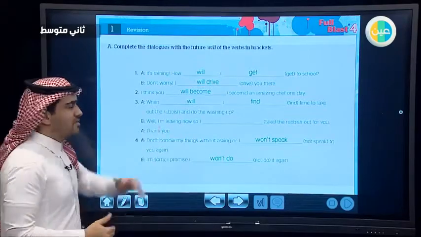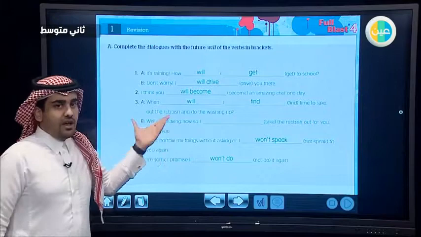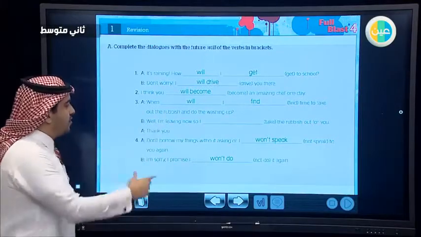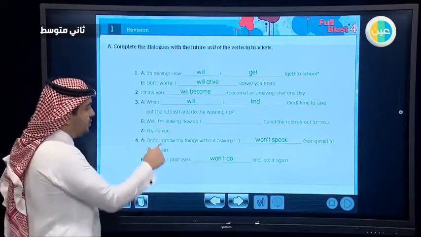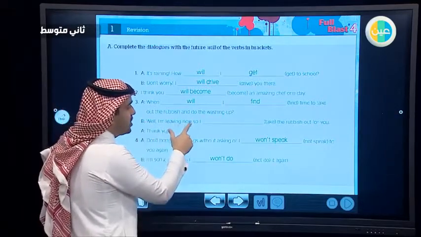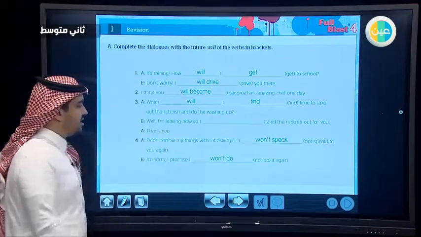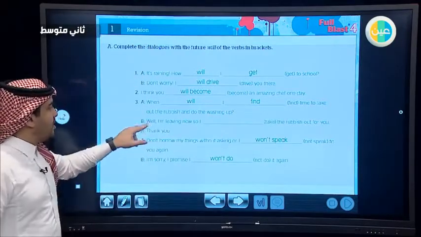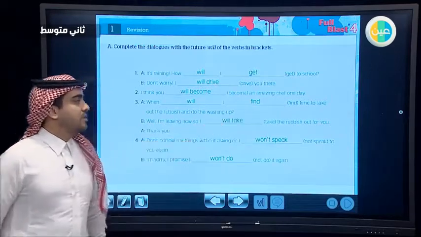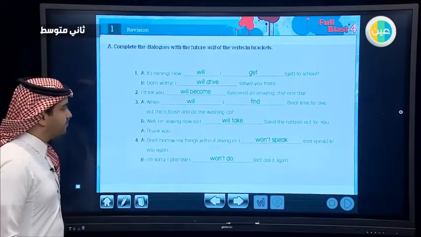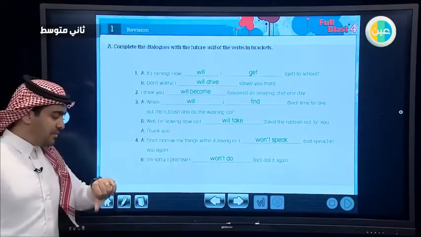So this person suffers from not having enough time, so another person offered him help, made him an offer, that he will do it instead of him. So also here we use the future will. We say well I'm leaving now so I blank take the rubbish out for you, and he said thank you. Now, well I'm leaving now so I will take the rubbish out for you. Okay, good. So let's move on to exercise B.